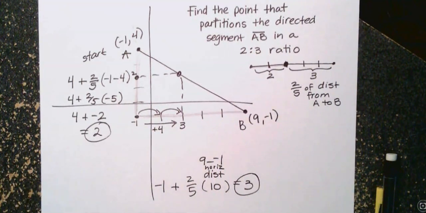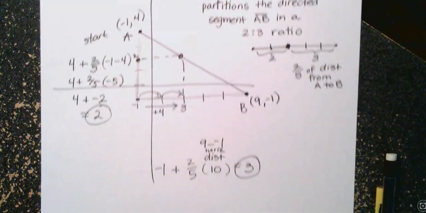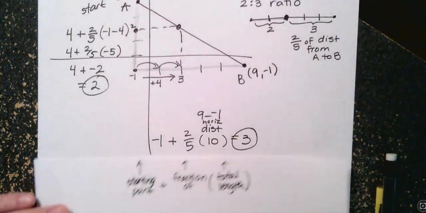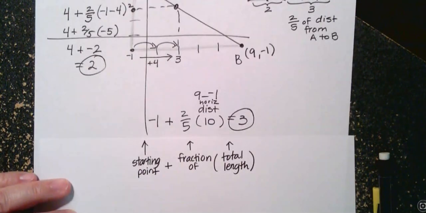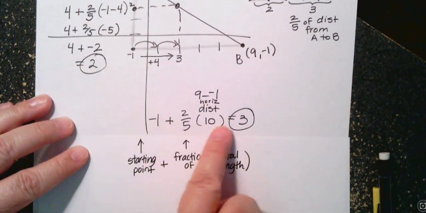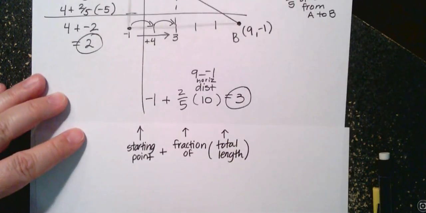So now why did I do it this way? Because I wanted to lead you into the formula. Here's how the formula works. The formula does the exact same thing for the X as it does for the Y. It says, let's take your starting point plus the fraction of the total length. Now, obviously, I wrote this before I had written this, and this is not spaced out right. But you can see that that's what's happening here.